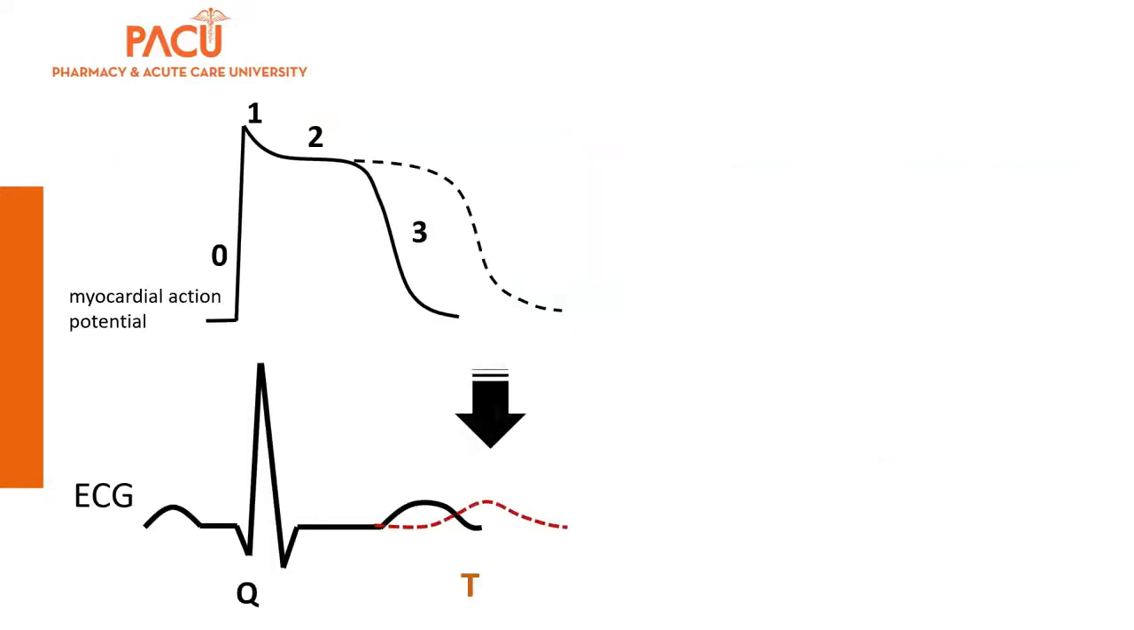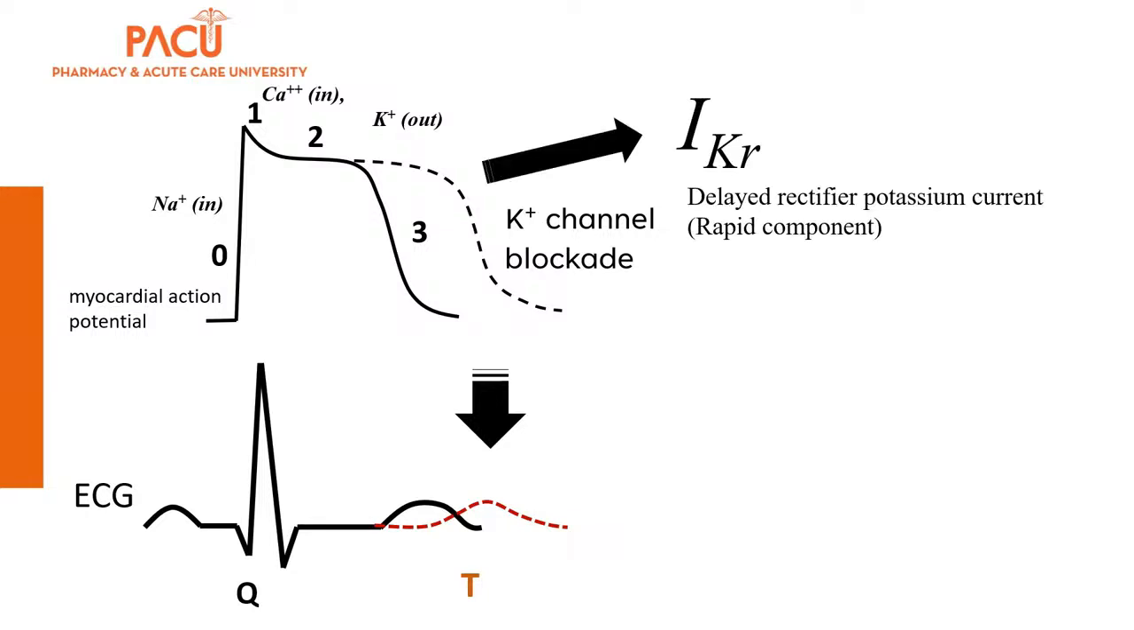So to illustrate prolonged QT, we have a myocardial action potential with phase 0, 1, 2, 3. And we have a surface EKG with QT intervals shown here. Here are the electrolytes that move in and out during the action potential to propagate the action potential. And potassium channel blockage results in a longer phase 3. This directly causes a T wave to be prolonged. This is done by the inward delayed rectifier potassium current, which sounds fancy, but this is what our potassium channel blocking drugs do.